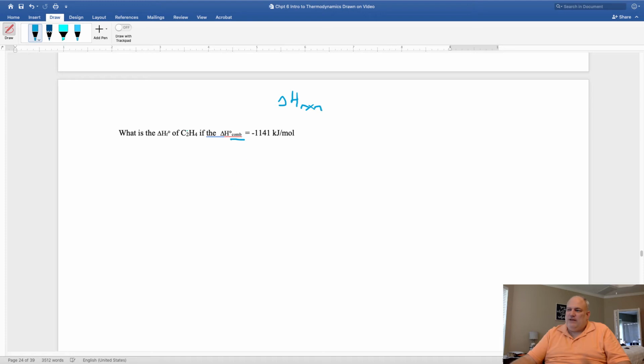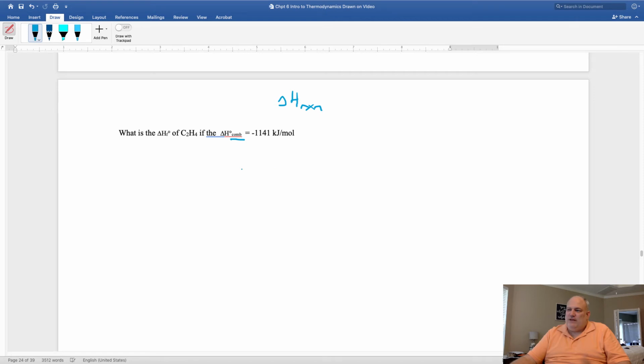Sometimes they name the type of reaction by using an abbreviation. So this is an enthalpy of reaction for combustion. And they went the opposite way here, and they gave us minus 1,141 kilojoules per mole. So we know that overall, if we take C2H4 and we were to react it, and incidentally, this is what a combustion reaction looks like.